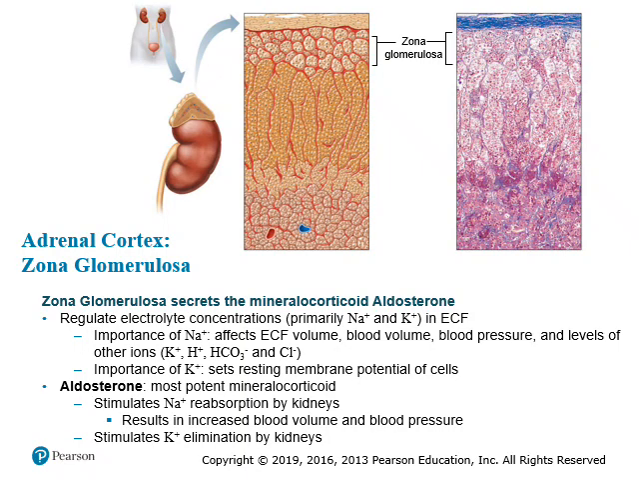And aldosterone is very important because it is the most potent of all the mineralocorticoids. It stimulates sodium reabsorption by the kidneys, and results in increased blood volume and blood pressure. It stimulates potassium elimination by the kidneys.